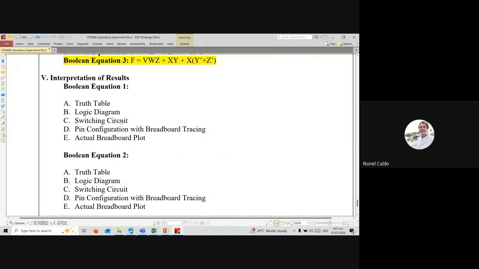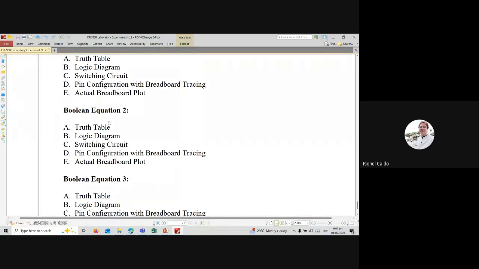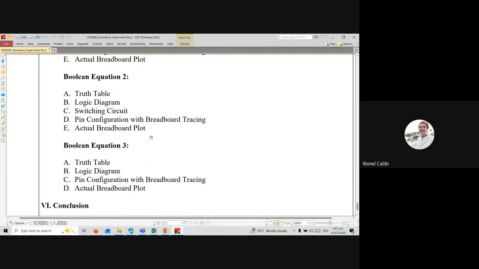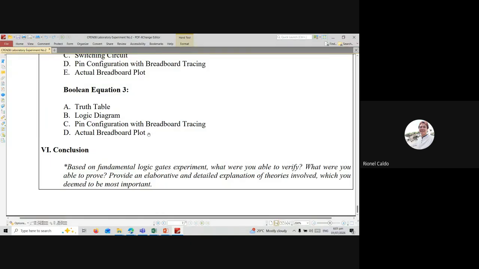And kapag nagawa mo na yon, na-check ko na siya, gagawin mo na rin yung equation number 2. Same lang din, A, B, C, D lang po ulit tayo. Hindi na po kasama yung pin configuration with breadboard tracing. And then again, conclusion. So based on the fundamental logic gates experiment, what were you able to verify? What were you able to prove? You can also provide an elaborative and detailed explanation of the theories involved which you deem to be most important.